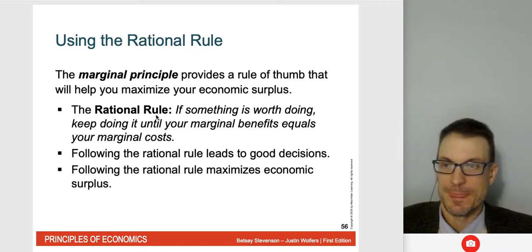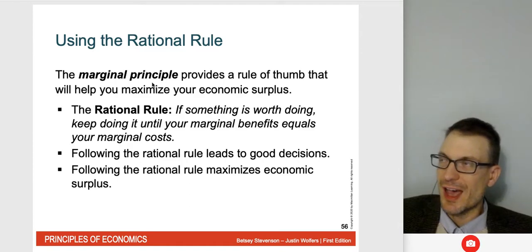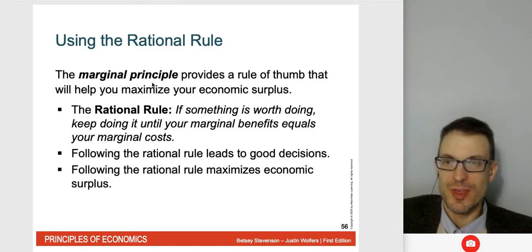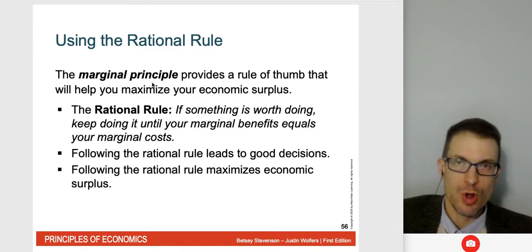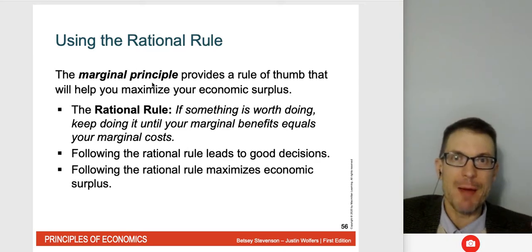Okay, so the next thing is the way that we can recast the marginal principle, giving rise to what we'll call the rational rule. Now, I want to emphasize this: the rational rule arises out of applications of the marginal principle.